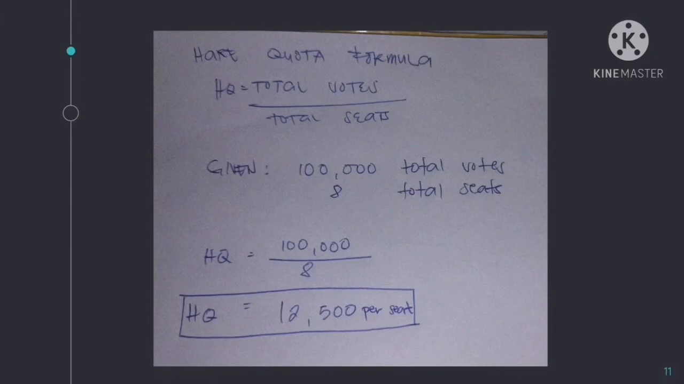So, the given is 100,000 total votes and 8 total seats. So, the Hare quota is 100,000 divided by 8, which gives 12,500 per seat. So that is how we know how many seats will be allocated to each party.